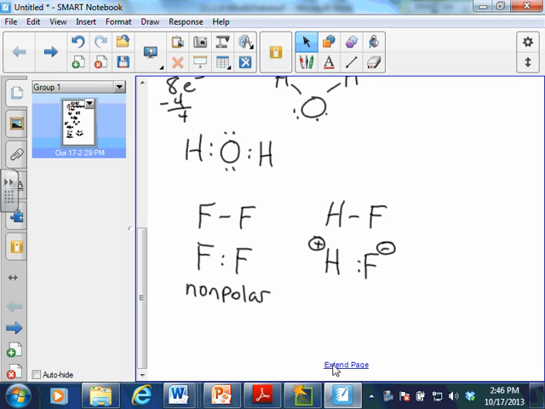Now, I shouldn't put an all-out negative or positive there, right? Do you remember how we showed a partially positive or a partial negative charge? Yeah, it's a soup ladle, right? So this is a soup ladle negative, soup ladle positive, okay? And that is what we call a polar covalent bond.